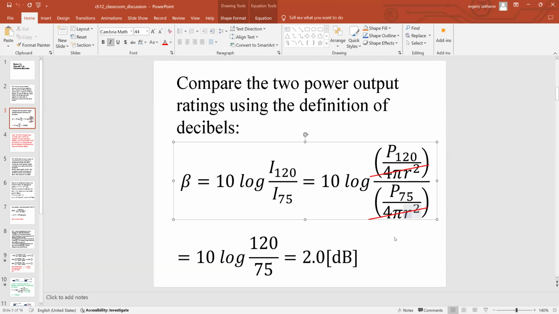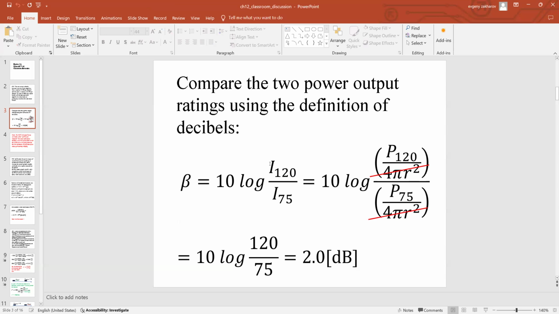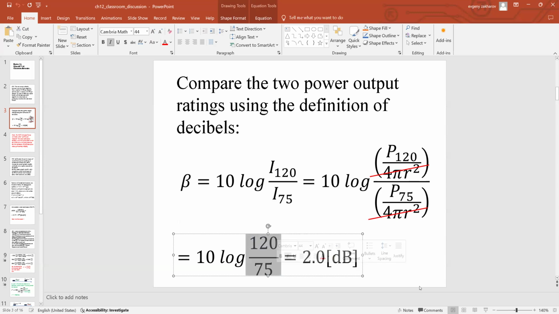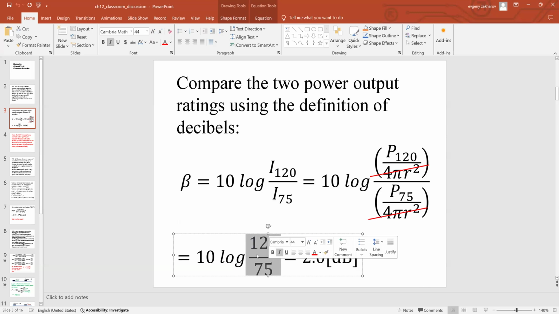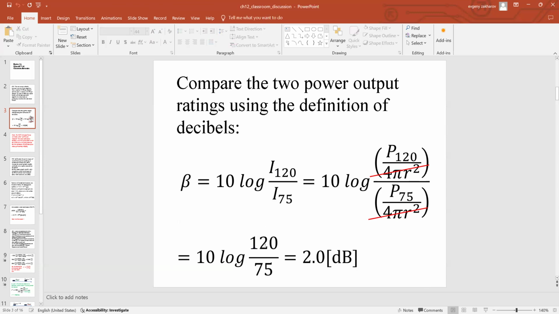source and the sphere. And you can see that it doesn't matter how far away you put those speakers from the detector, you will cancel the 4 pi r squares anyways. So instead of comparing the intensities, we are essentially comparing the power output. And it seems like it's quite a difference, because it's 120 over 75, that's like 1.5, like 50% more.